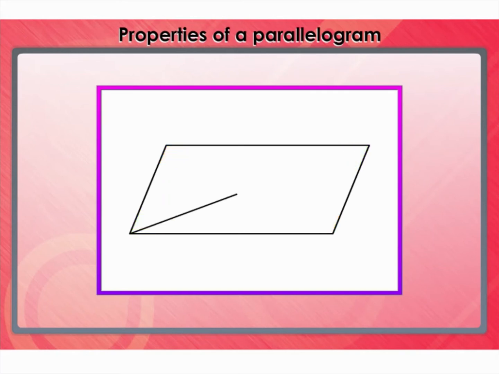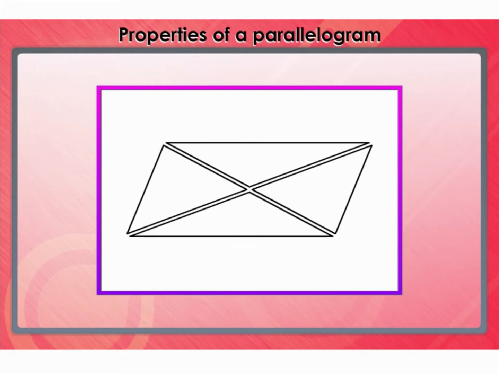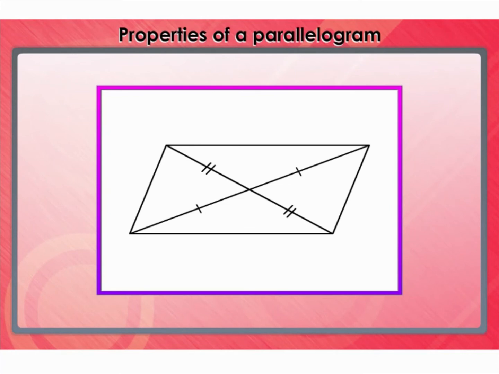Now join the other two vertices. It divides the parallelogram into four triangles. Consider these two. On placing one over the other, you will observe they also coincide. This implies that corresponding sides are equal. Thus, we can say that the diagonals bisect each other.